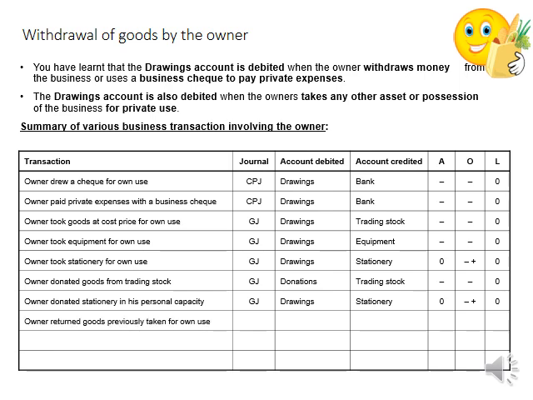The owner returned goods previously taken for own use. Again, this will be recorded in the general journal. Now he returned the goods, which means we need to do the opposite of what we did originally. What did we do originally? We debited drawings and we credited trading stock.